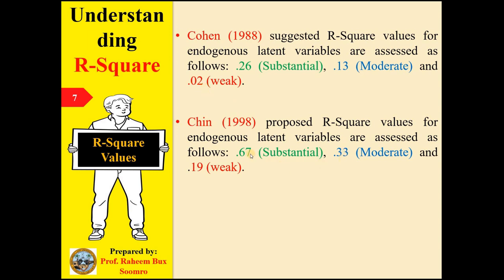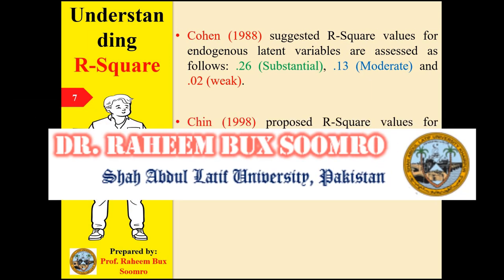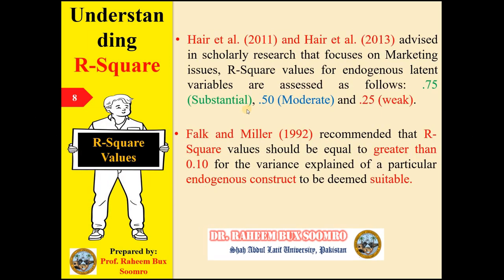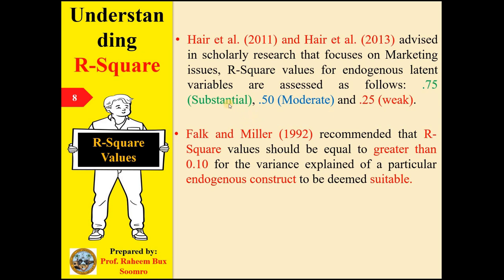And Chin proposed that 0.67 is substantial, 0.33 is moderate, and 0.19 is weak. Hair et al. have provided some logical values of R squared: 0.75 or 75% substantial, 50% moderate, and 25% weak. Falk and Miller are very generous in this regard. They say that if the R squared is more than 10%, or 0.1, for the endogenous construct, it is a good R squared value.